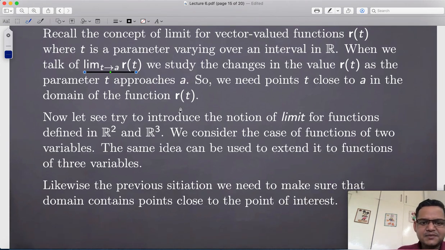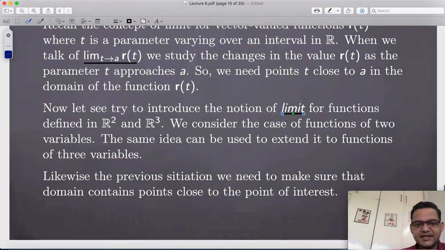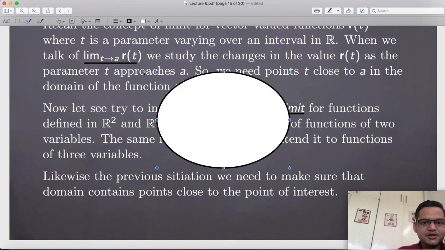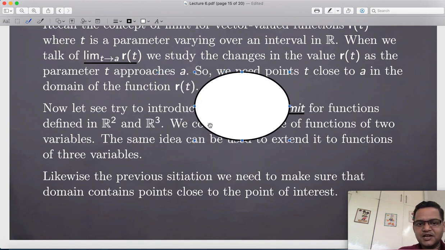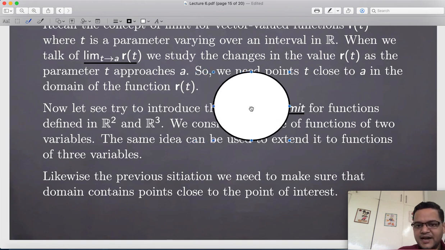And when we try to develop the idea of limit for functions of 2 or 3 variables, the same idea is required, correct. The requirements are the same in a way. So we will make sure that your domain contains points which are close to the given point. But here you see, I will again take a small example. Let's say that I have this domain in R2, and I am interested in things converging to the center.